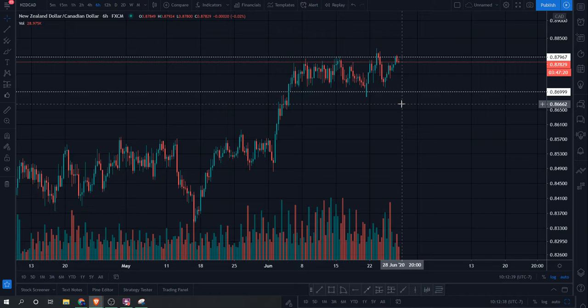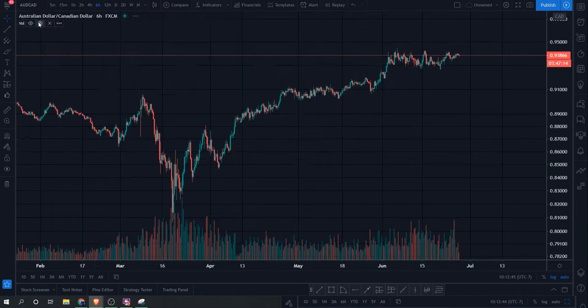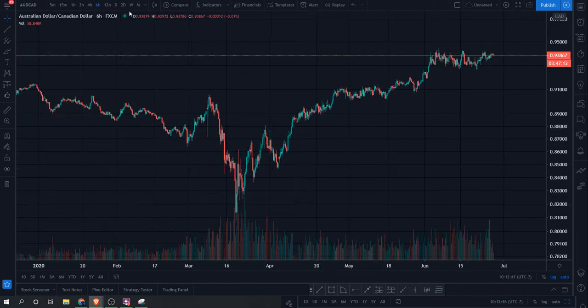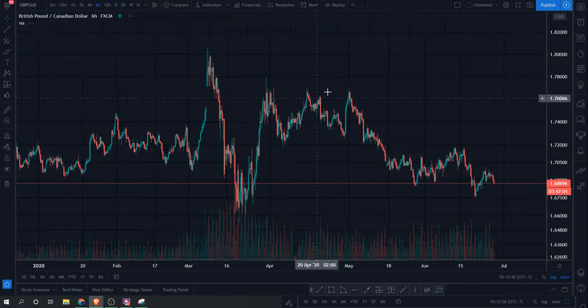If it breaks to the downside, it's going to be weakness for the New Zealand dollar. But AUD/CAD does provide, in my opinion, a little bit better of an overall momentum to the upside. So in terms of Australian dollar, New Zealand dollar versus Canadian dollar is definitely weaker. Well, how about GBP? GBP/CAD.